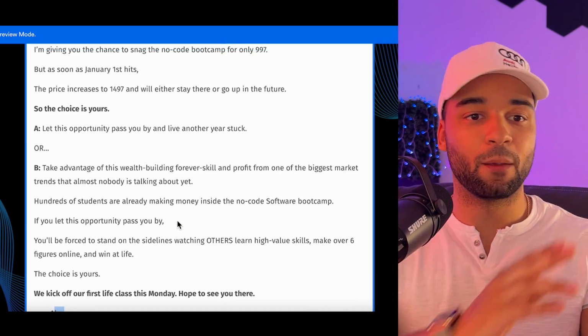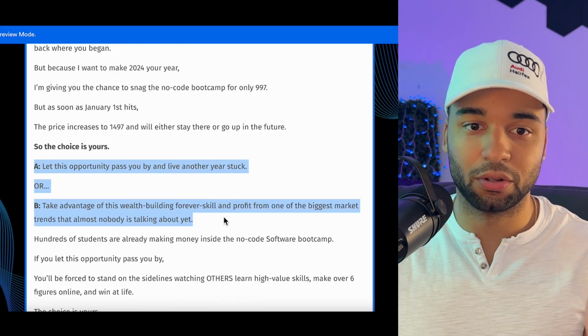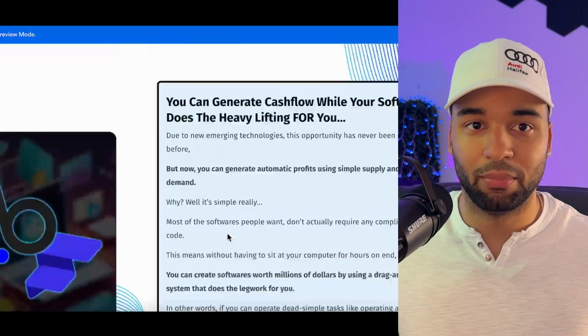Boom. So again, we got the urgency. We got the real, true urgency and scarcity. And then we have the crossroads close right here. I mean, guys, it doesn't get much better. Boom, boom, boom, all done.